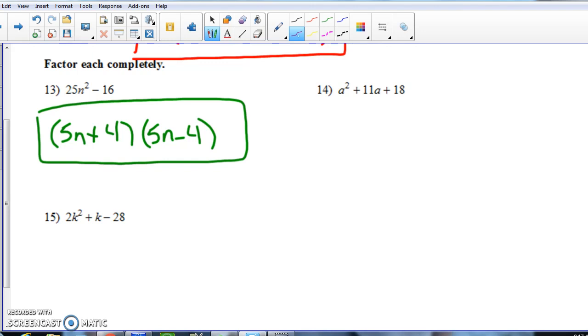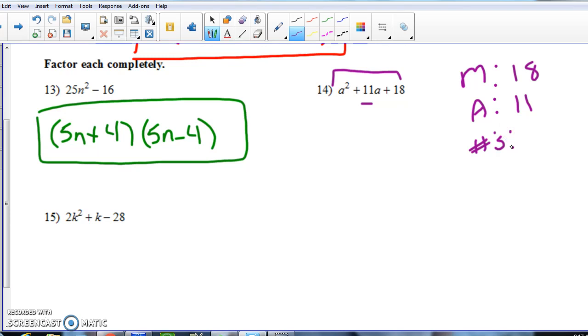So the question becomes, what are we trying to multiply to and what are we trying to add to? In order to figure that out, I'm always going to take the first coefficient times the last. In front of a squared, there's no number, so there's a 1 there. And the last number I see is 18. So I need to multiply those two numbers together. 1 times 18 gives me 18. So my goal number for multiplication is 18. My goal number that I'm trying to add to is whatever is in the middle, which in this case is 11. So I am looking for a pair of numbers that multiplies to 18 and adds to 11.